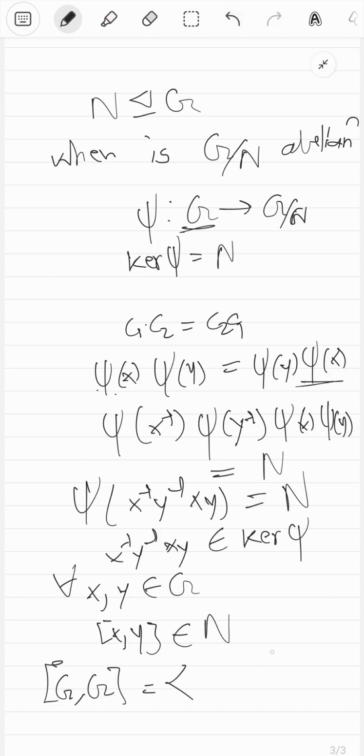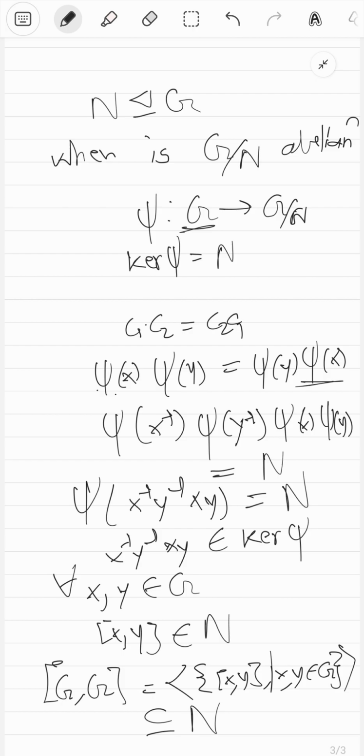by all the commutators. Yeah, it's a group generated by all the commutators x, y for x and y in G, right? So notice that these commutators themselves are all in the kernel. So any sort of thing generated by these commutators is also going to be in the kernel by the closure property. And so this group is actually contained in the kernel N, right?